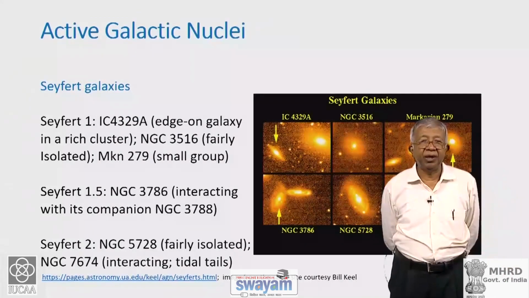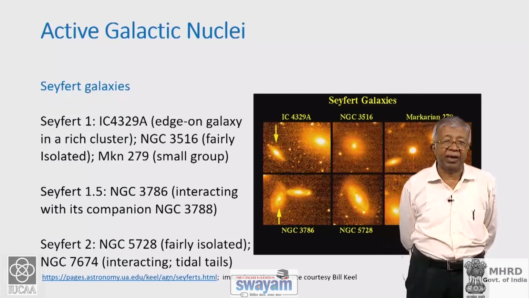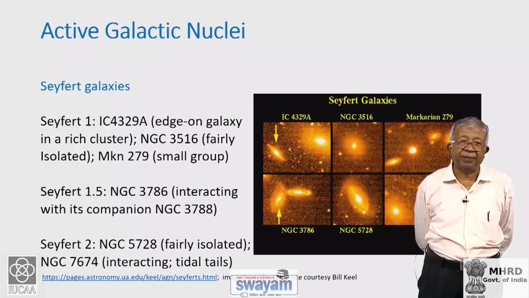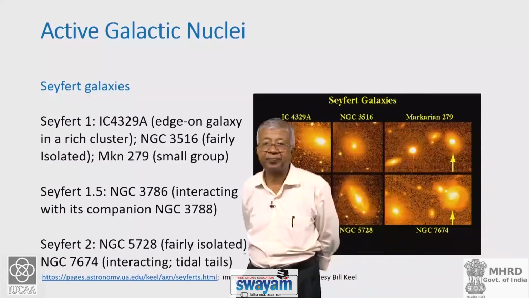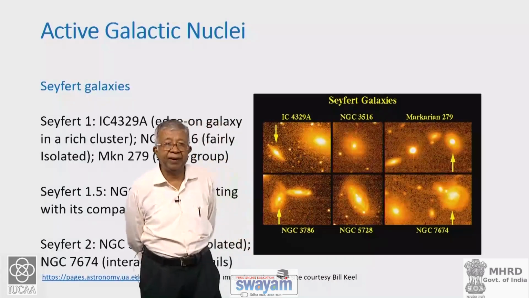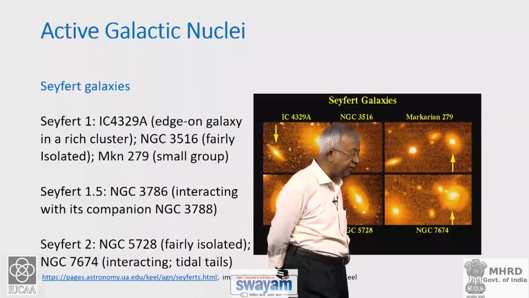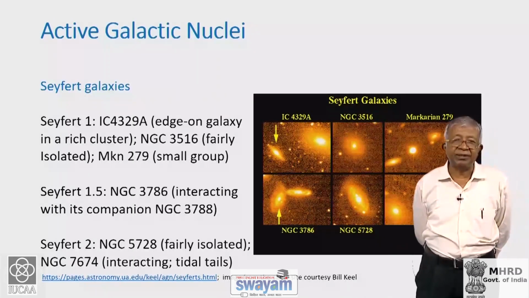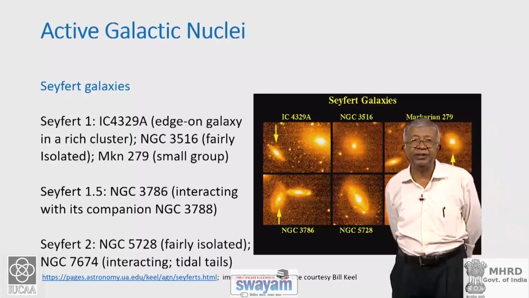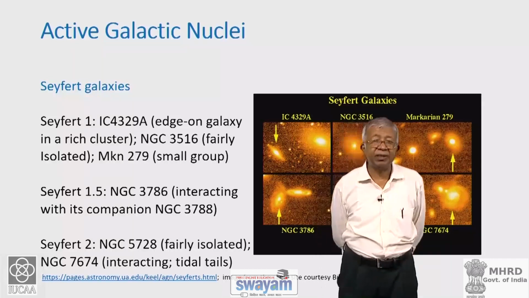Here is a montage of different kinds of Seyferts, and you can see that they're associated with spiral galaxies, but they occur in all kinds of environments. Some are relatively isolated, some are in groups, some are interacting, and in some you can also see tidal tails when they're interacting closely with companions. So there were suggestions that this kind of activity, even starburst activity, may be triggered by interactions with close companions, so that these interactions facilitate the inflow of gas to the central region, which leads to both the AGN activity, detailed models of which we will see later, as well as starburst activity.